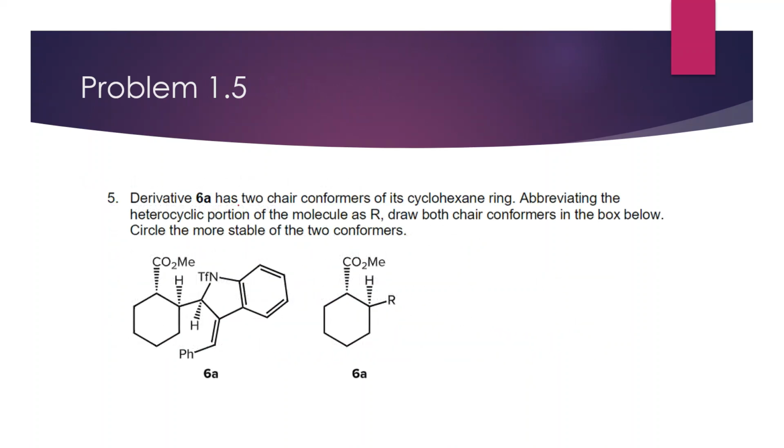Here's a look at problem 1.5. Derivative 6a has two chair conformers of its cyclohexane ring. Abbreviating the heterocyclic portion of the molecule as R, draw both chair conformers in the box below. Circle the more stable of the two conformers.